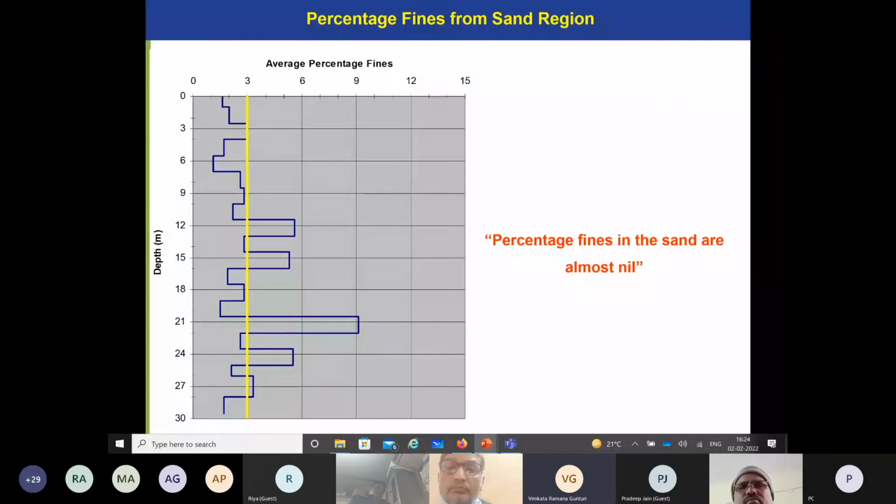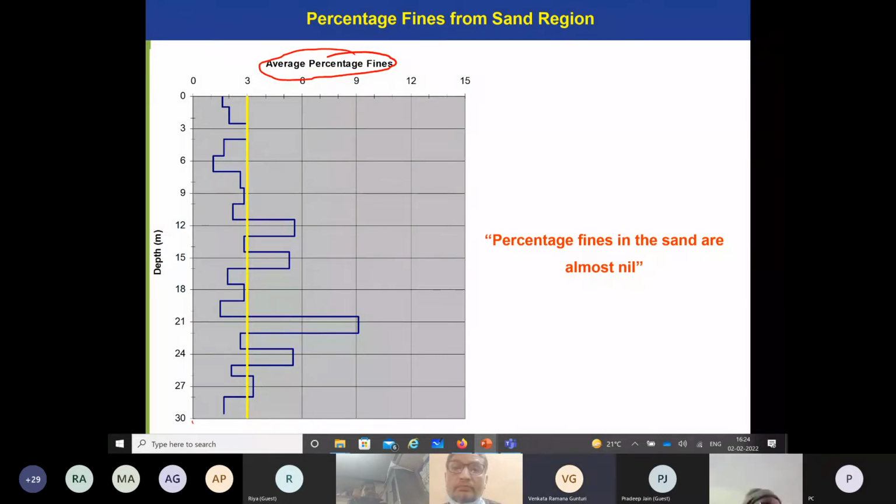Another important factor which decides if the soil is going to liquefy, and what kind of ground improvement technique you want to use, is the percentage of fines in the sand. That is, what is the percentage of silt in the sand. As you can see, this diagram represents the average percentage of fines with the depth along the width of the dam.